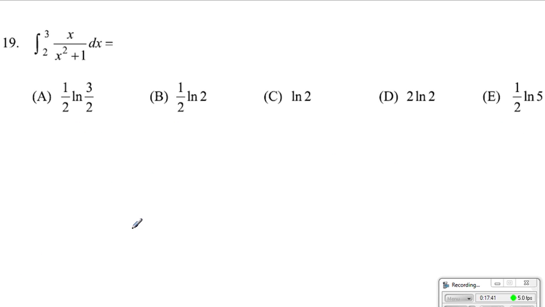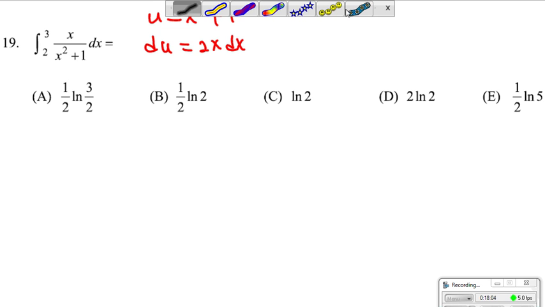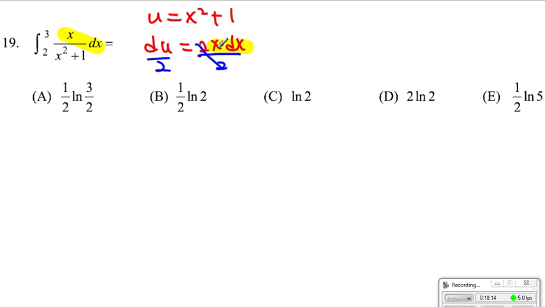Alright, let's move on. Here, what are we going to do? If you set u, since the numerator has 1 degree smaller, that means the numerator can be the derivative. So set u equals x squared plus 1, then du becomes 2x dx. Notice we only have x dx present. That means the 2 has to disappear, that means dividing the whole thing by 2. Then x dx can be replaced with du over 2.